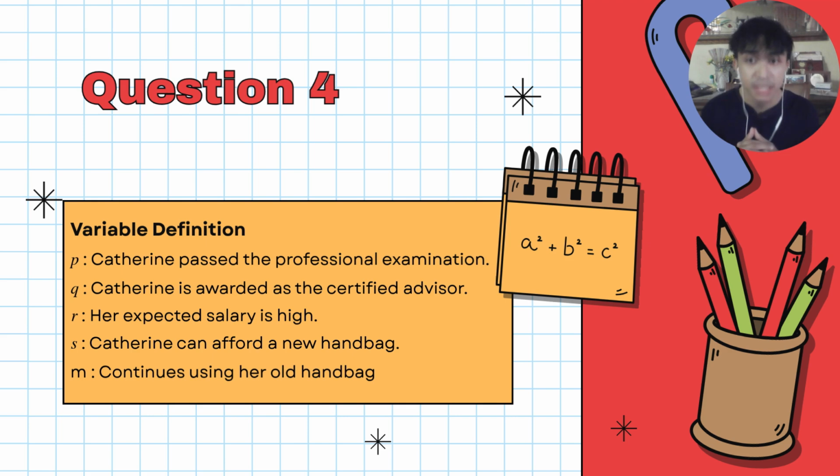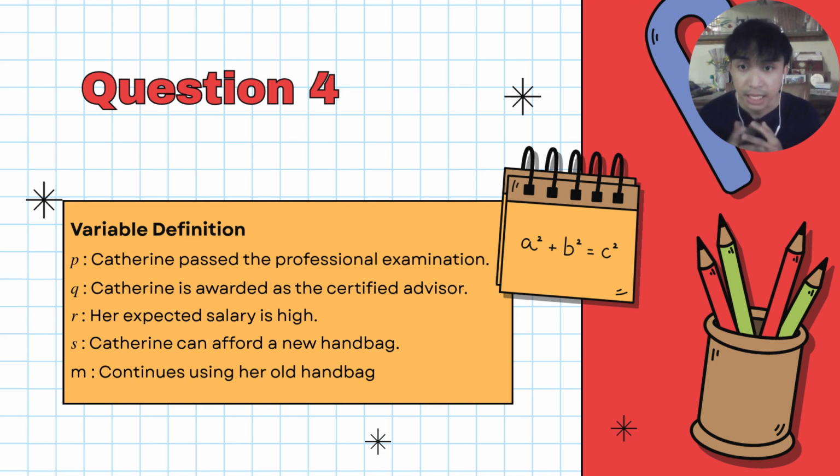So for the first one, Catherine passes the professional examination. For the first statement here, put a small p. The second statement will be Catherine is awarded as the certified advisor. For the second statement, you have to put a different variable from the first, just to show the difference. So this one I put a small q.